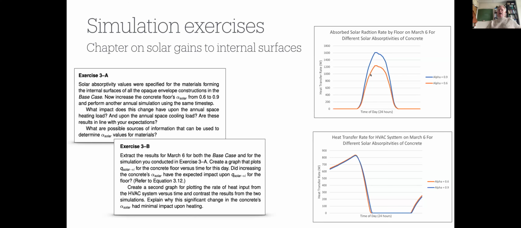And we can see these two lines here representing two cases, one where we've just changed the solar absorptivity of the floor. So we can see when we increase the solar absorptivity, we predict much higher solar radiation absorption on the floor. That makes sense. It relates back to the theory. It makes sense why that's happening.